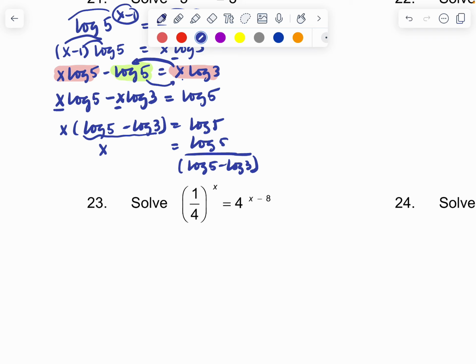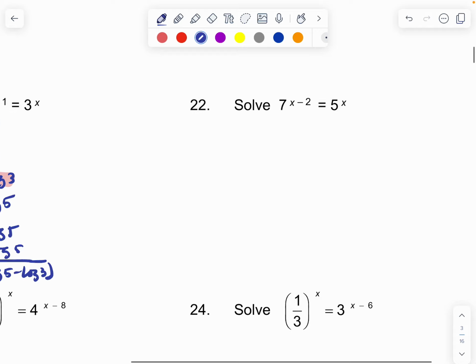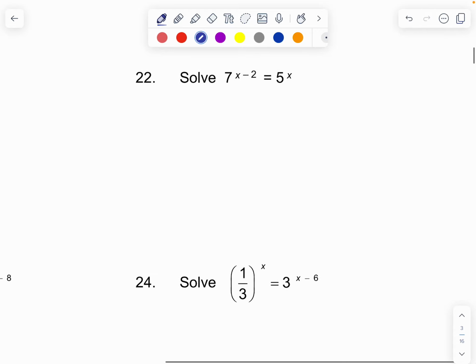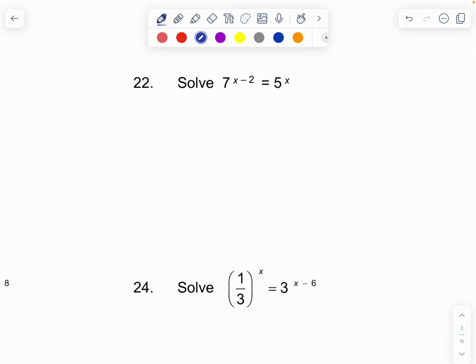And you guys, for that one, I got x equals 3.1506. I think that's what we got in class today too. All right, looking at number 22, same idea. Again, if you're like, ooh, let me try this one, pause the video, see if you can get it right. So let's take the log of both sides.